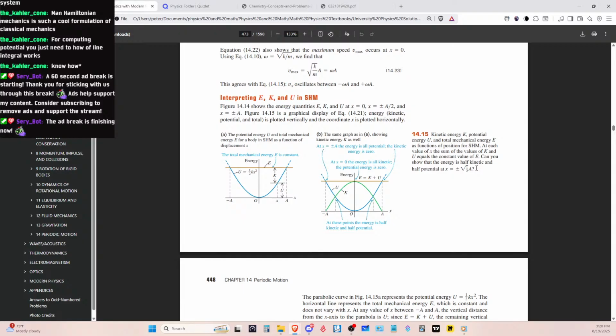Energy, potential energy. Each value of x is the sum of the value of K and U equals the constant value of E. Can you show that the energy is half the kinetic and half the potential of x?